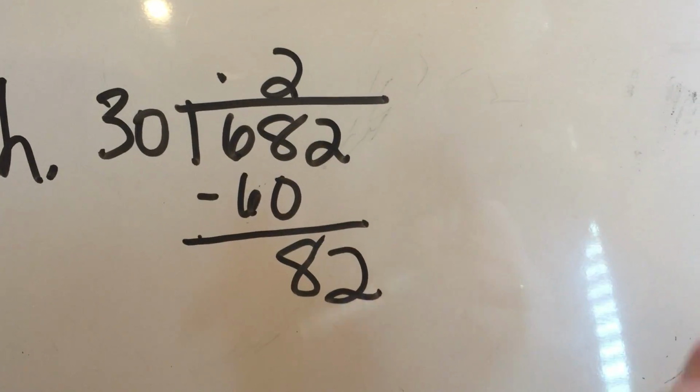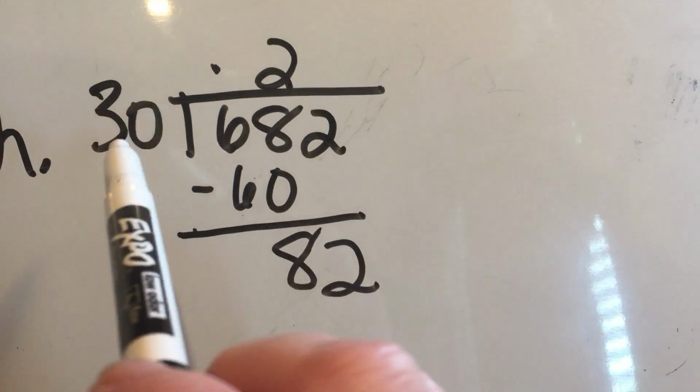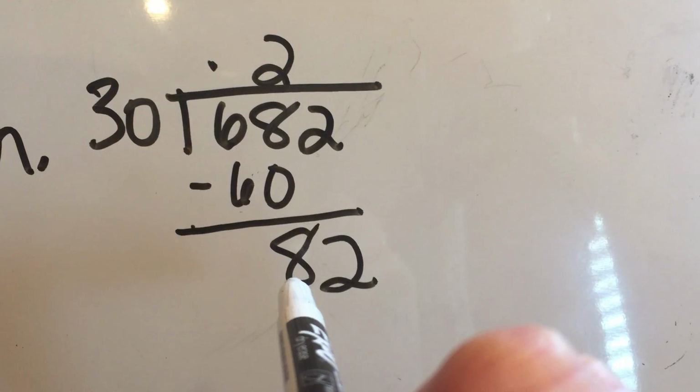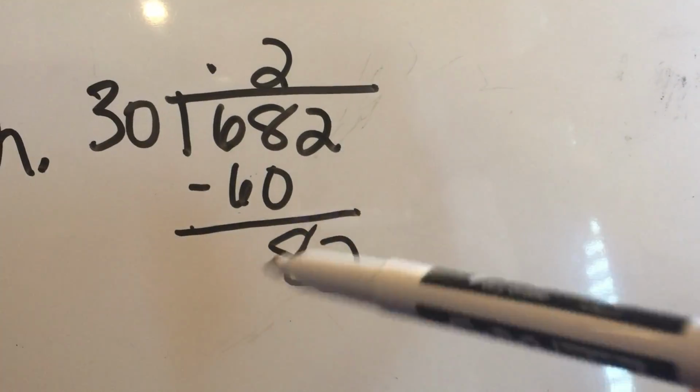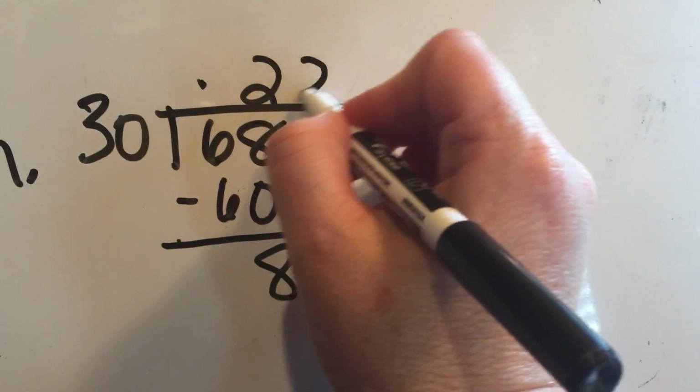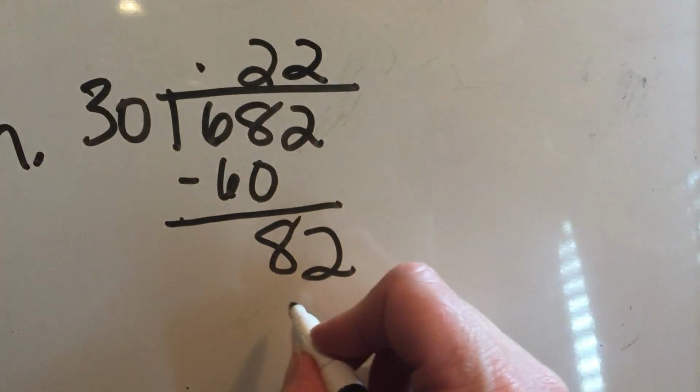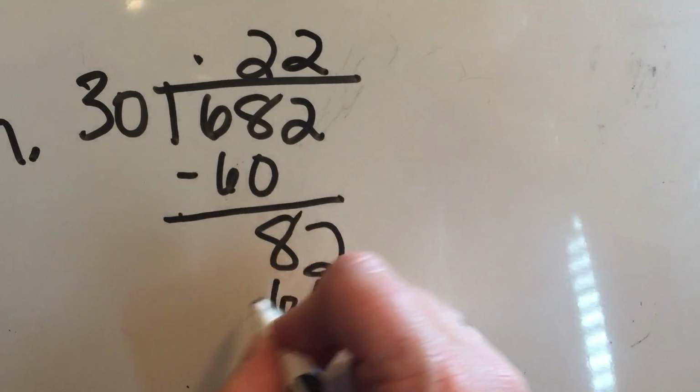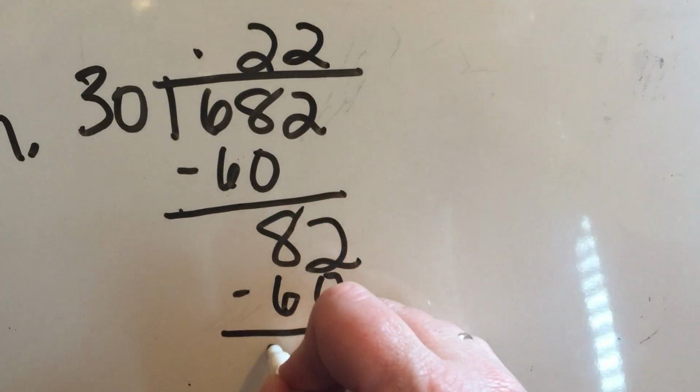30 goes into 82. Let's see, how many times will 3 go into 8? Twice. So 30 will go into 82 twice. I'll write a 2 up here. 2 times 30 is 60. Subtract.